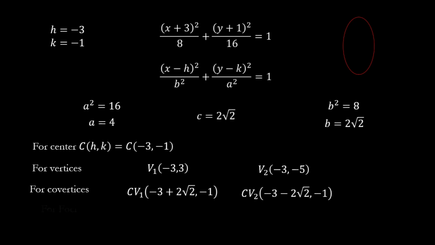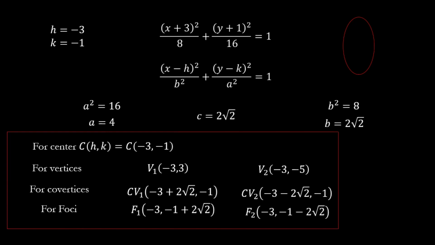Okay? Then, for the foci, using the formula na binigay ko sa inyo kanina, or kung gusto nyo i-analyze, so kung mananotice nyo, ang foci po ay laging naka-align sa major axis. Okay? So, basically, negative 3, comma, negative 1 plus 2 square root of 2. Then yung kabila naman, negative 3, comma, negative 1 minus 2 square root of 2. Okay? So, yan yung magiging foci natin. So, wala naman na kailangan i-simplify pa. So, yan naman yung magiging final answer po natin for the second problem.